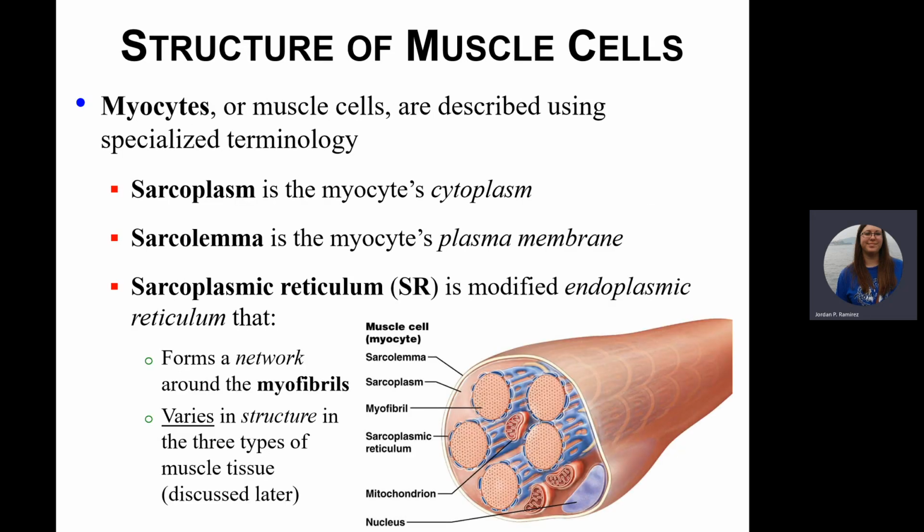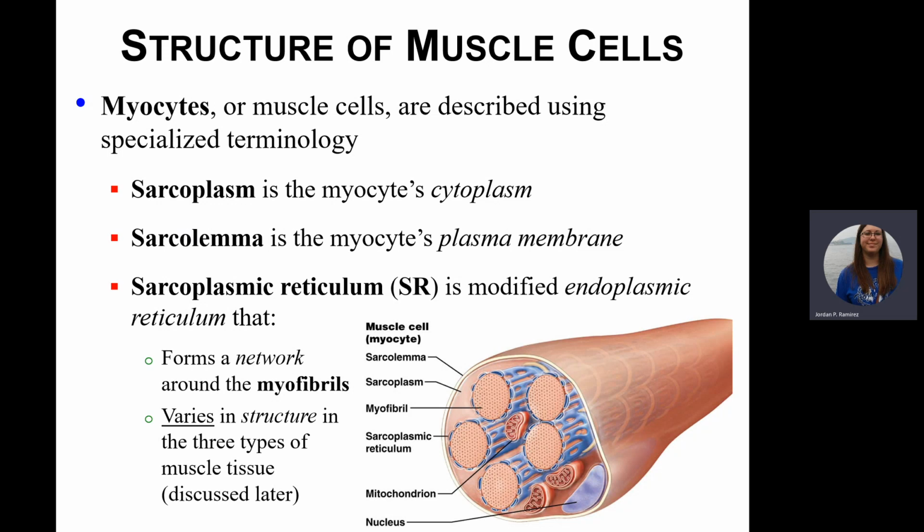All right, so myocytes or muscle cells, and you'll learn later on there's a lot of different names for muscle cells, so you might want to make a little note for yourself. Myocytes, muscle cells, same thing. They have specialized terminology. They're basically the same things, but anatomists, for whatever reason, like to make up a lot of names for the same thing. So the sarcoplasm is a muscle cell's cytoplasm. It's basically the same thing, but we're going to give it a special name. So you need to know what these are.